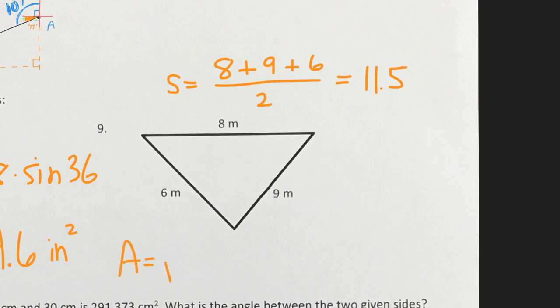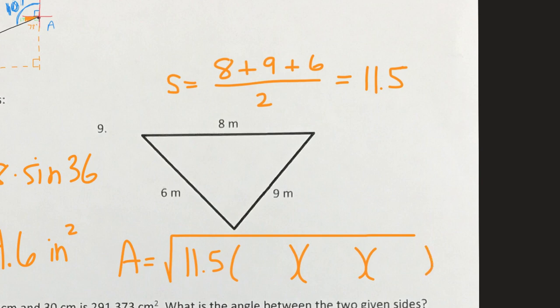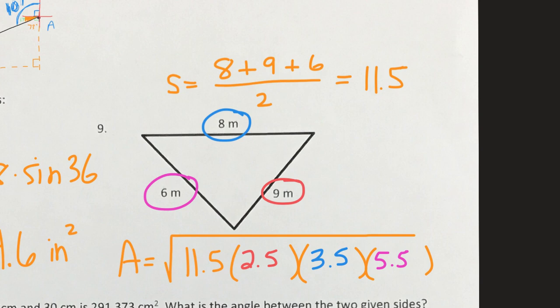Heron's formula says take the square root of 4 different products. So it's your semi-perimeter times the difference of your semi-perimeter and every single side. So I do 11.5 minus 9, that's 2.5. I do 11.5 minus 8, and that's 3.5. And I do 11.5 minus 6, that's 5.5.